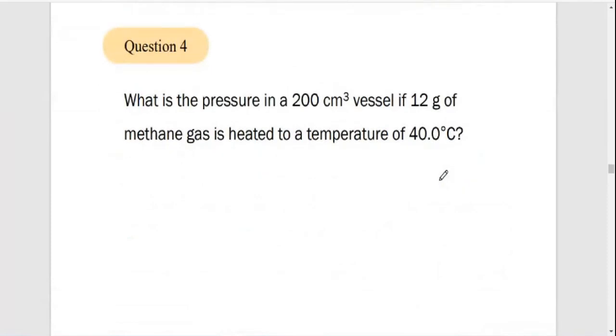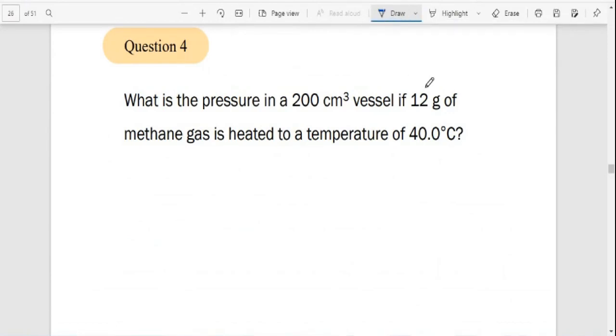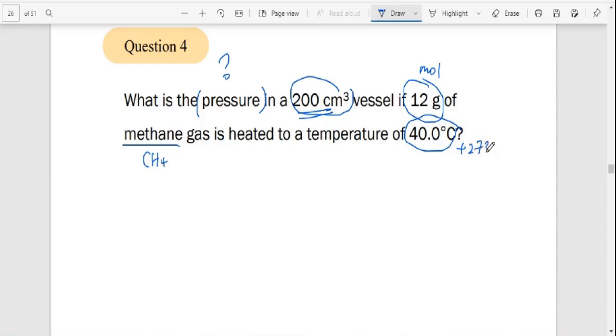Okay, so try this question, everybody. Try to calculate this question. First of all, we have the mole of methane, volume, and then this one is temperature. The question asks, what is the pressure? Pressure, I don't know. This volume you have to change to something. Mass is given, you need to find out the mole. You must know methane is CH4. It is heated. Temperature must change to Kelvin, so it's plus 273.15. Okay, so this is the clue.